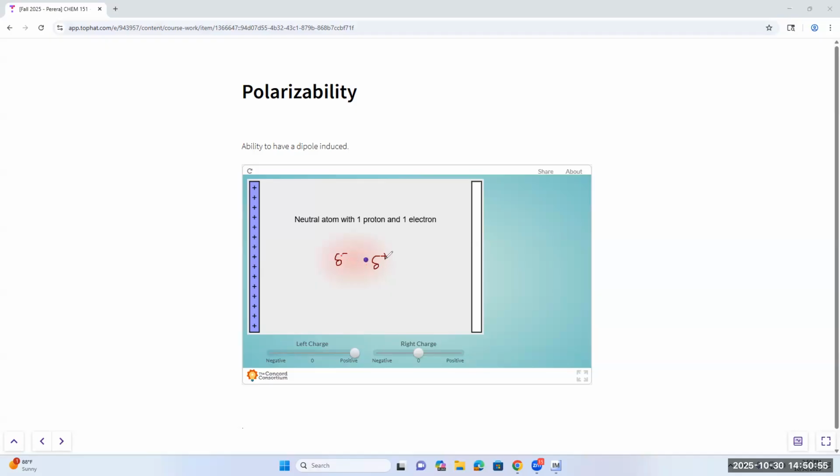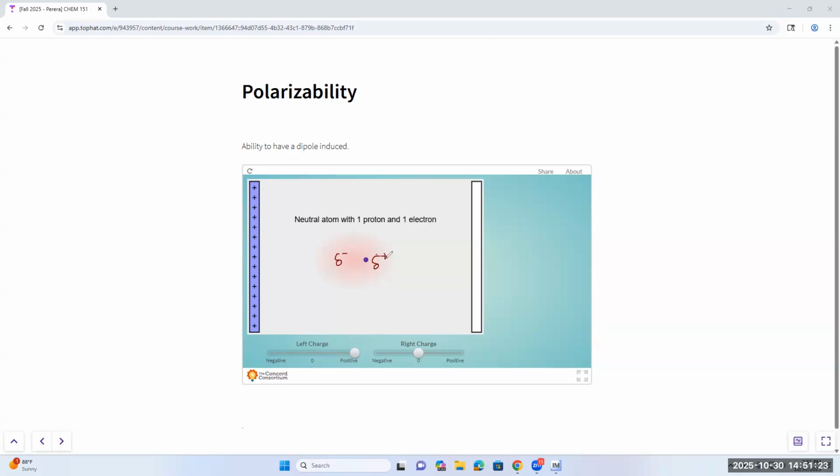Now, what I did was I induced partial charges on a totally innocent atom. It was minding its own business. Just by bringing another charge nearby, I was able to induce partial charges. Now, this ability to have induced partial charges is known as, get this, polarizability.